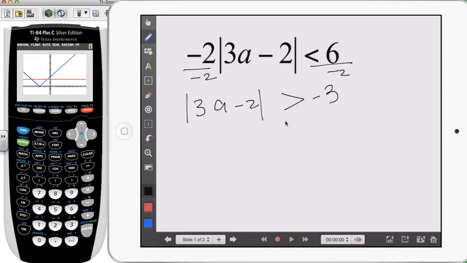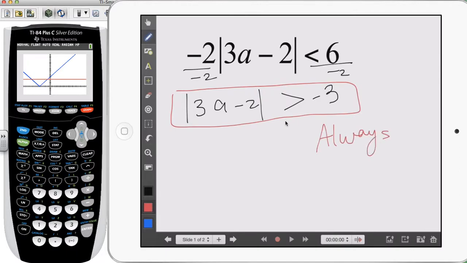Now think about it. When is an absolute value greater than a negative number? Always. This is always the case. So this answer is going to be infinite solution. Before you start separating, when you see that the absolute value is going to be greater than a negative number, that's an always solution. It's an infinite solution because it's always true.